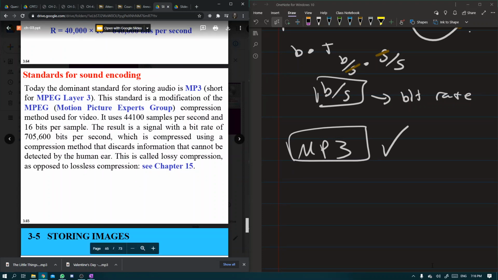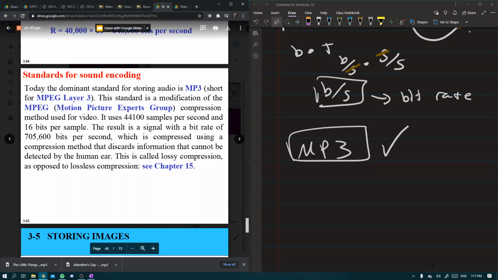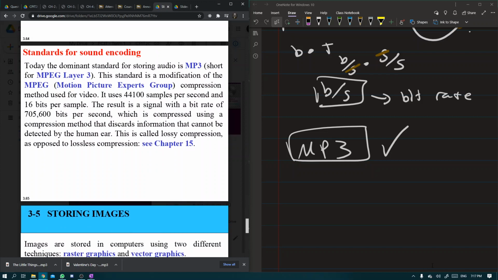So MP3 is the standard for storing audio, and it uses 44,100 samples per second, 16 bits per sample, and it results in a bit rate of this per second, and it's compressed.